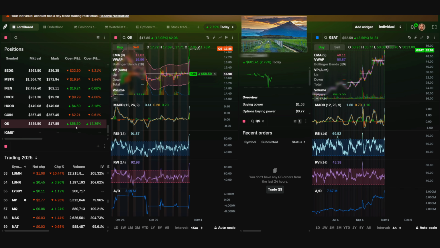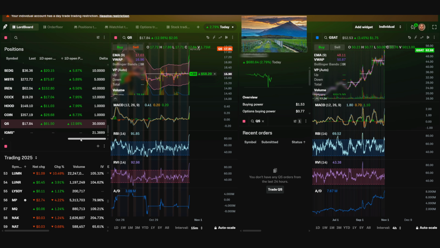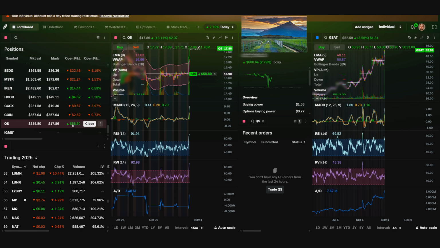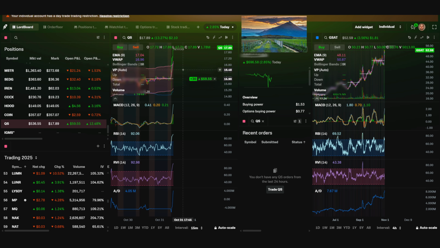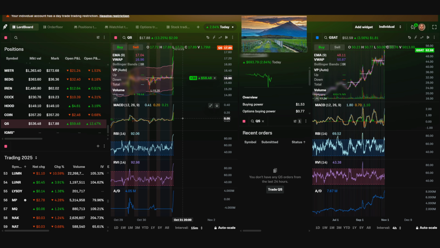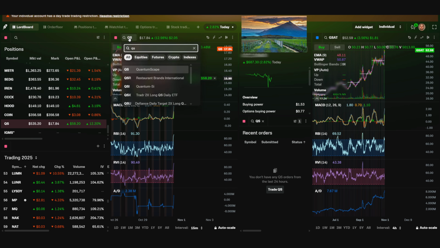So, QS, we're up a lot for the day, 13%. For me, about 12%. We got it 1% off the bottom is what that's telling me. So I'm looking to dump this US. I forget what this is. What is this? QuantumScape. Hold up.